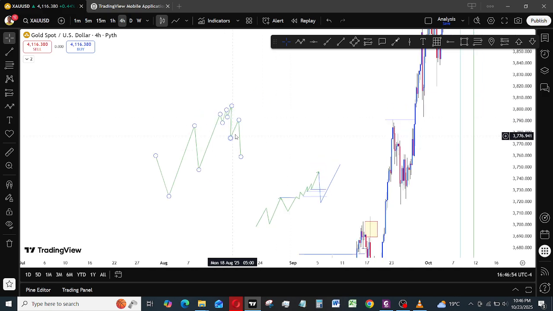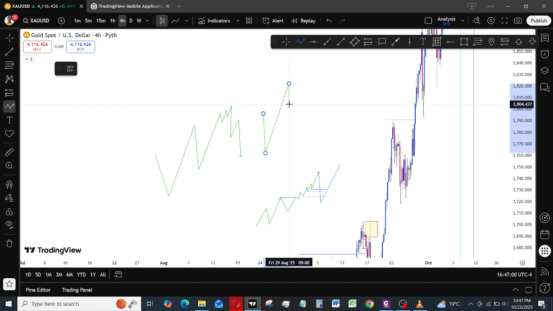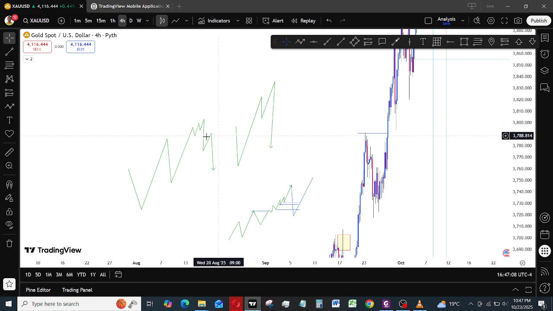But otherwise, if it's just a simple break like this, I call this a sweep of liquidity. It has to break this area for me to confirm that it's a change of character, that we are finally moving in the opposite direction.